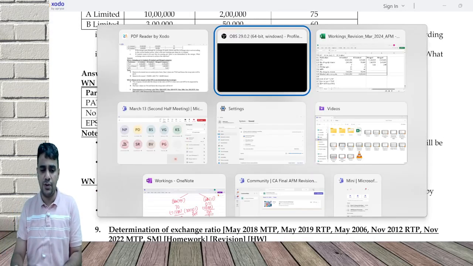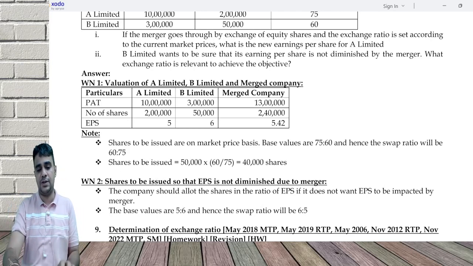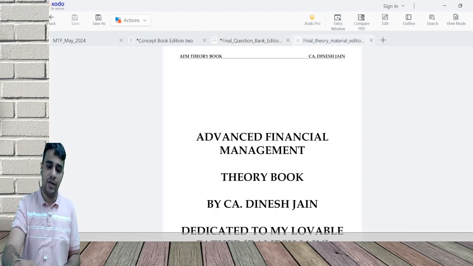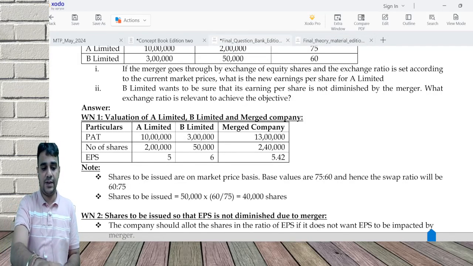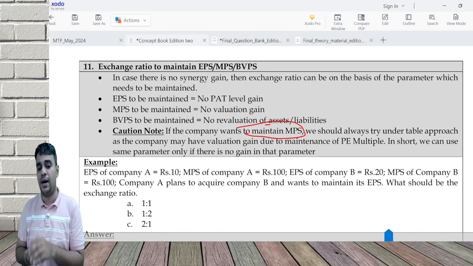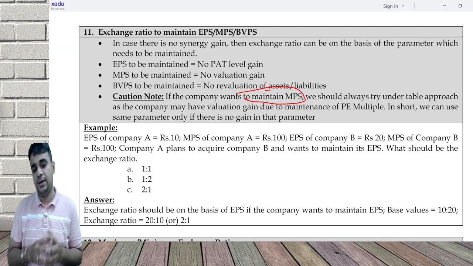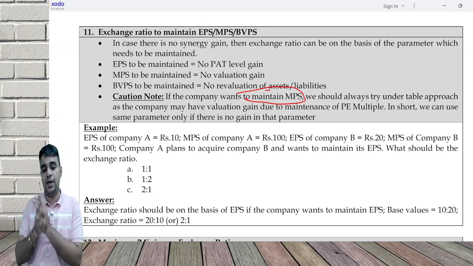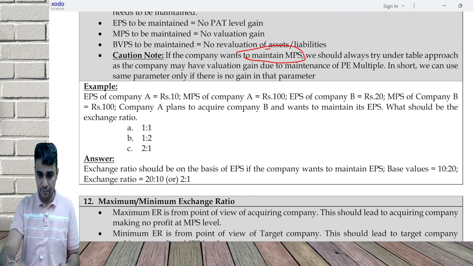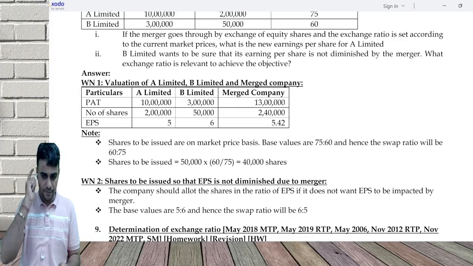If a question wants you to maintain EPS, your exchange ratio should be on the basis of EPS. So whichever metric needs to be maintained, you do it on the basis of that. For example, if MPS is to be maintained, exchange ratio on the basis of market price will lead to maintenance of MPS. EPS to be maintained, exchange ratio on the basis of EPS will lead to maintenance of EPS. This is the concept. Any doubts?